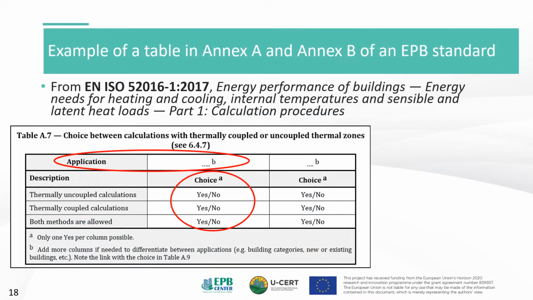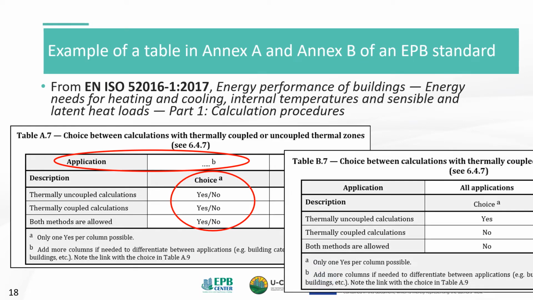Just to give you an example of such a table in Annex A and Annex B of an EPB standard, from EN ISO 52016 Part 1. You find a table on the choice for the calculation between doing a calculation with thermal zones which are thermally uncoupled, so thermally separated, or thermally coupled. This is what you can adopt as a national method: one of these choices, or you can say in a country, both methods are allowed.